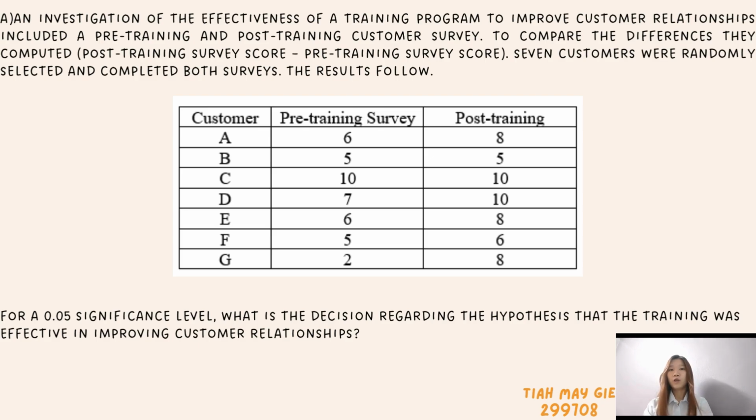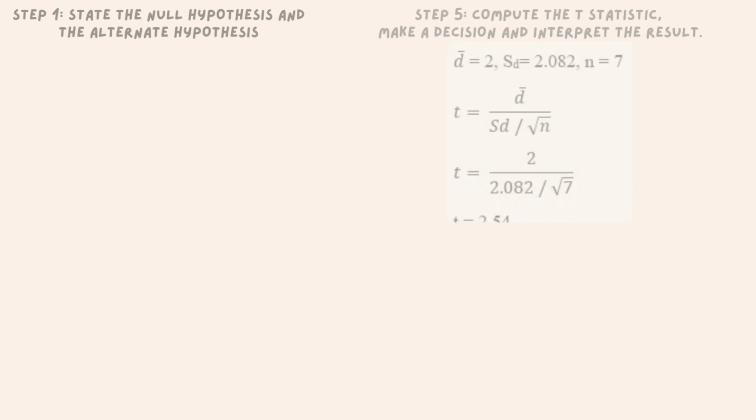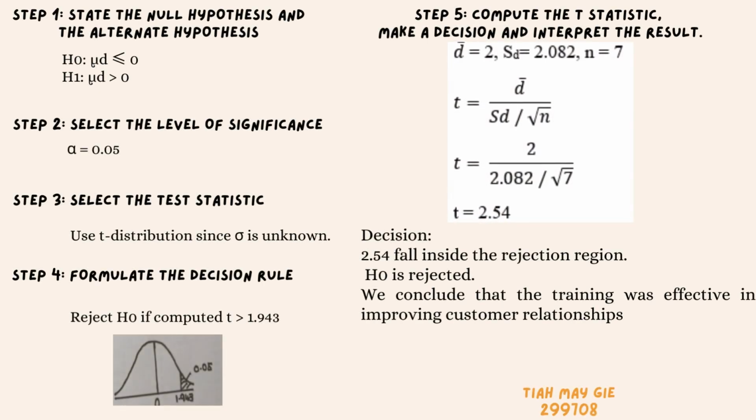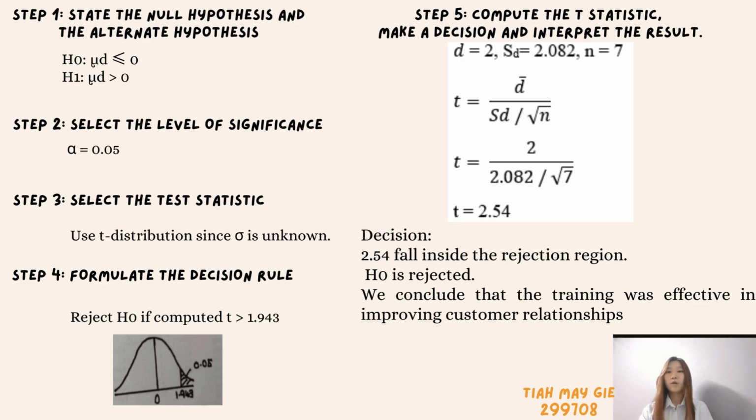For a 0.05 significance level, what is the decision regarding the hypothesis that the training was effective in improving customer relationship? We have 5 steps to perform the hypothesis testing. For step 1, from the question, the training was effective in improving customer relationship. So, H0 is mean D less than or equal to 0. H1 is mean D more than 0.